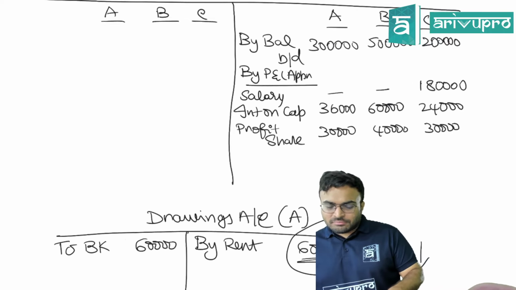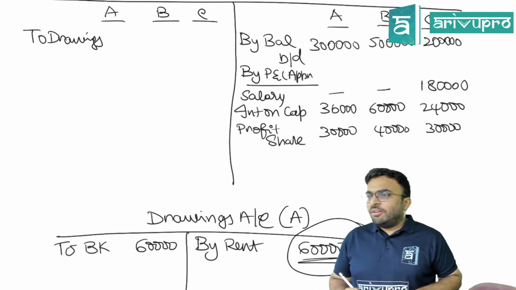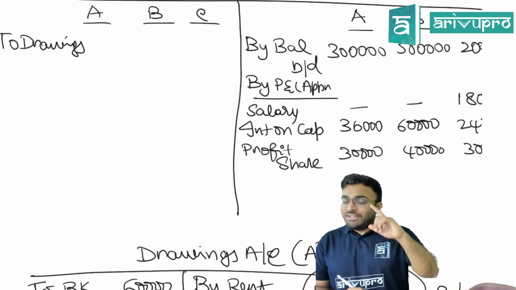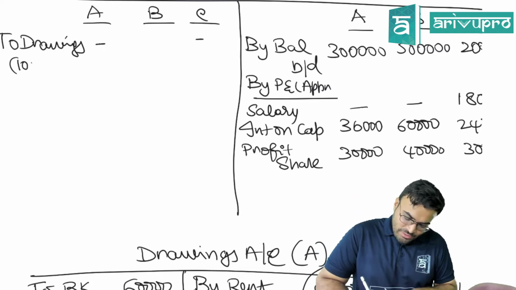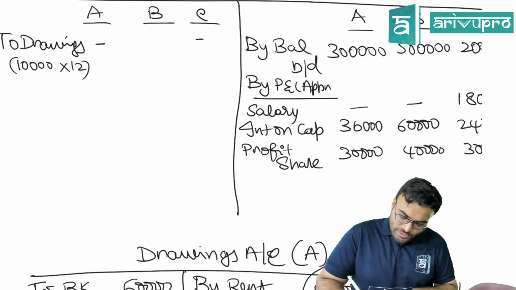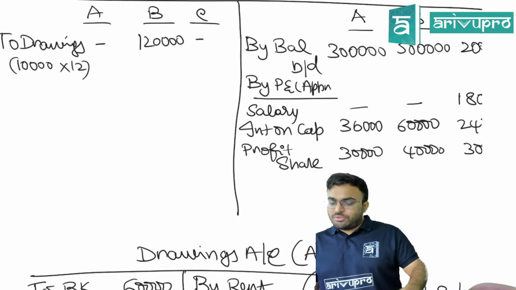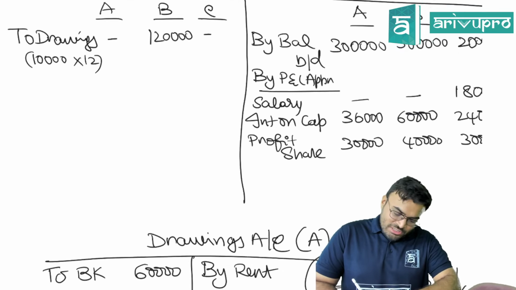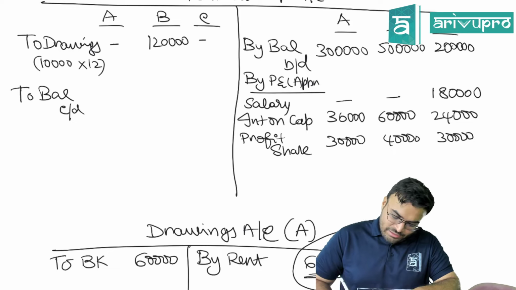Now, what next? Two drawings. Which drawing am I talking about now? Not the rectification of errors. This is one person has drawn, B, I think. How much is that? 10,000 per month into 12, 1,20,000. Okay, apart from that, do we have anything, interest on drawings or anything? No. Just take the calculator and calculate to balance carried down.